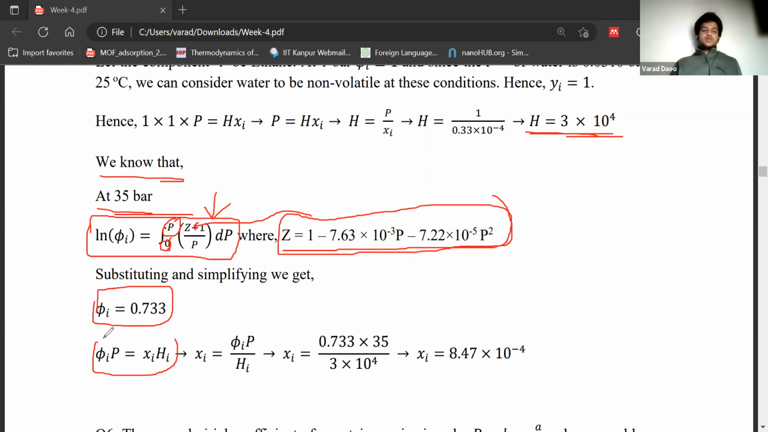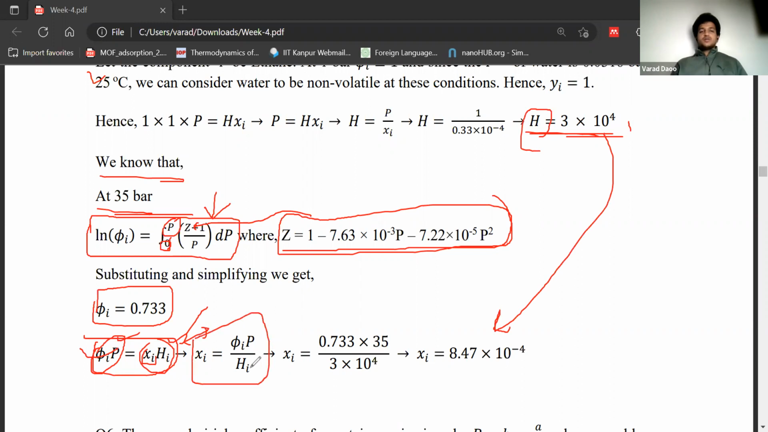Then you again apply the same expression we used here, the equality of fugacity. This is the fugacity of the vapor phase, and this is the fugacity of the liquid phase. They are both equal because at 35 bar also, there is a VLE, vapor liquid equilibrium. So now you know phi i, you know PT. You don't know xi, but you know Hi. Since it is a constant, it is not going to change with respect to pressure. So you rearrange it, you get xi equals phi i PT by Hi.